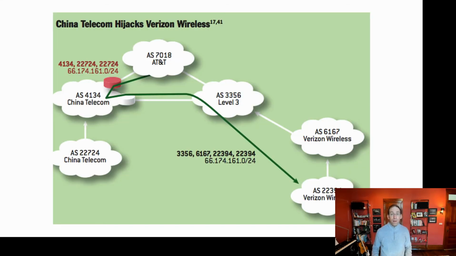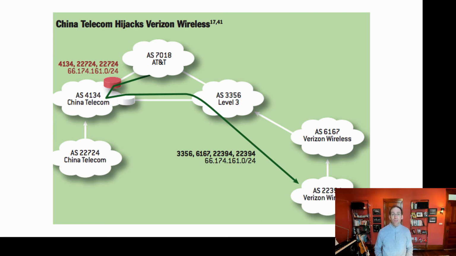Here's a look at that particular event in more detail. Essentially what happened was China Telecom advertised itself as the origin for more than 50,000 IP prefixes, thereby resulting in an event where traffic that ordinarily would have stayed in the United States was suddenly being routed through China Telecom en route to Verizon Wireless and many other internet destinations.